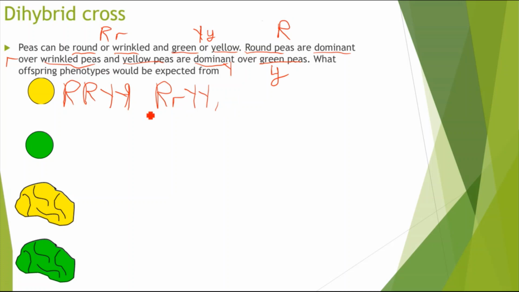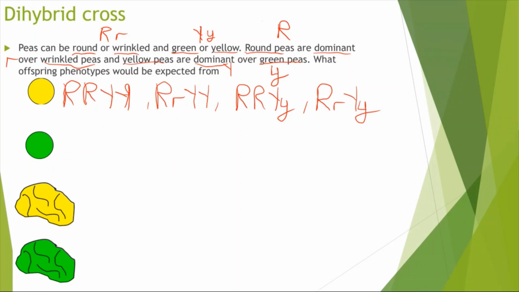We could also have a capital R and a uppercase Y and a lowercase y, and finally we could also have a uppercase R, lowercase r, capital Y, and lowercase y. So these are the 4 different genotypes we could have for yellow and round.